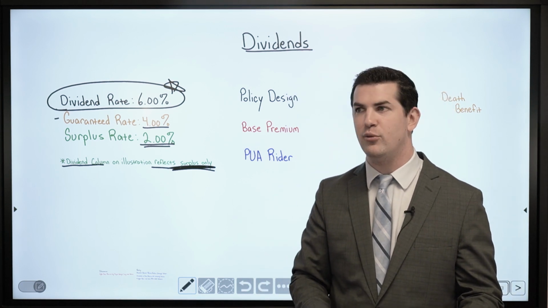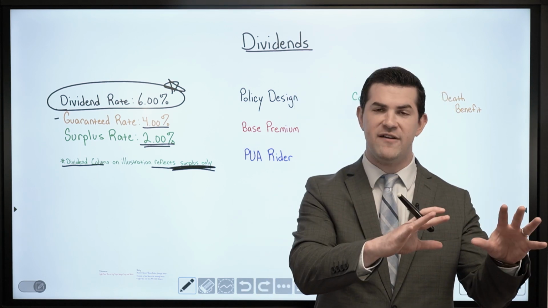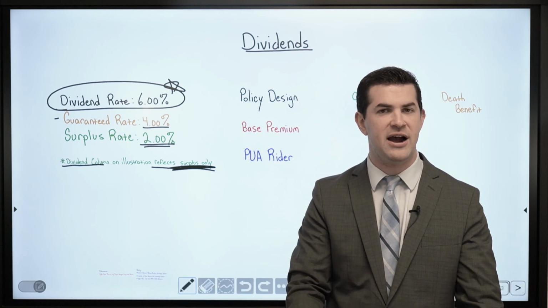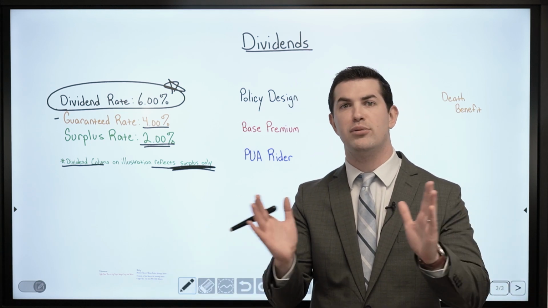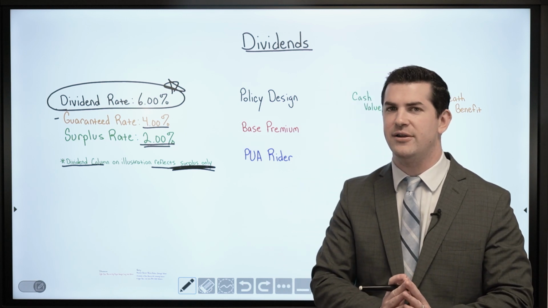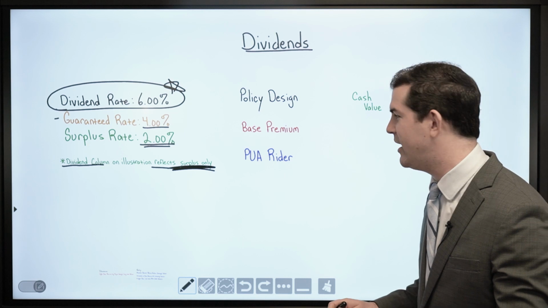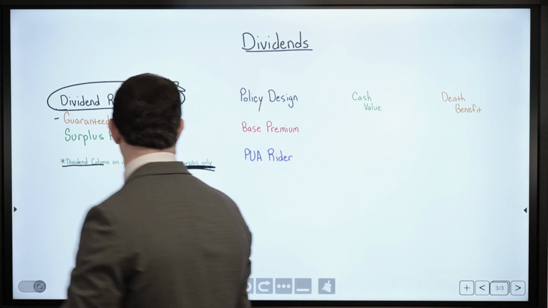And that'd be the same thing with Guardian at a 5.65% dividend and a guarantee of 4%. The dividend column would only reflect the surplus of 1.65%. If that makes sense, I usually like to draw that out as we go, but we've got other video content on that. But quick side note there.